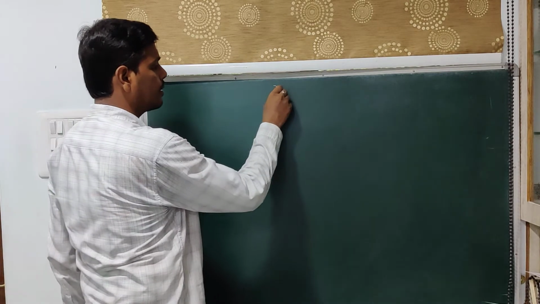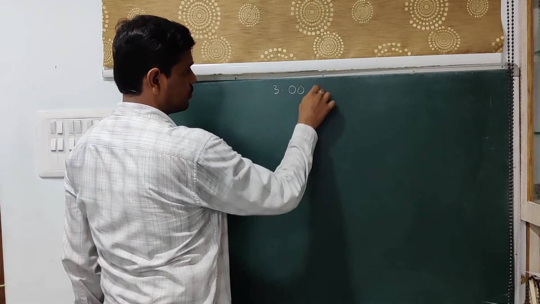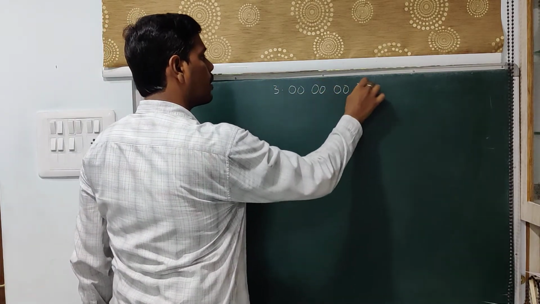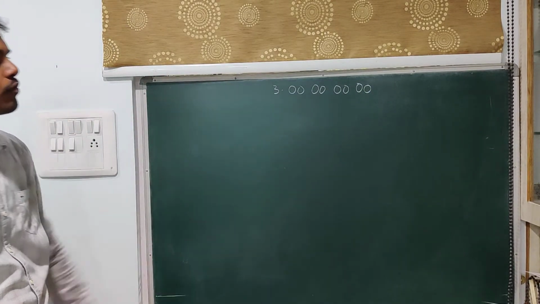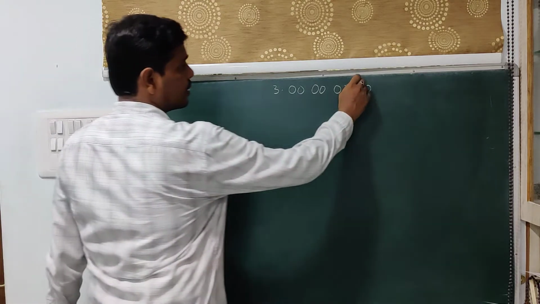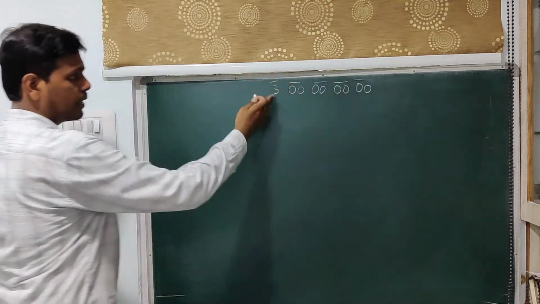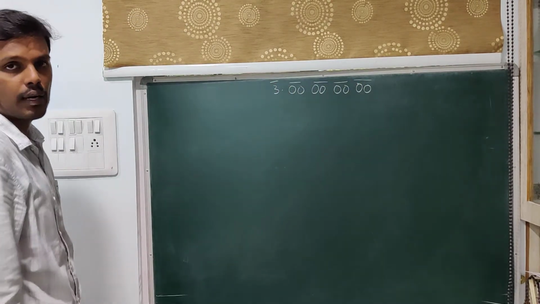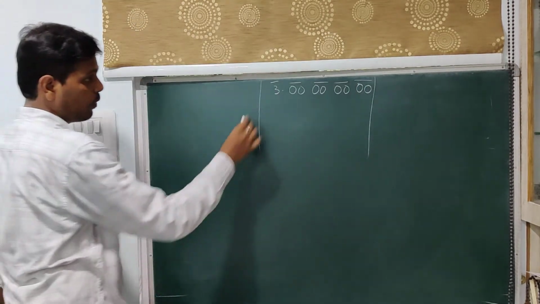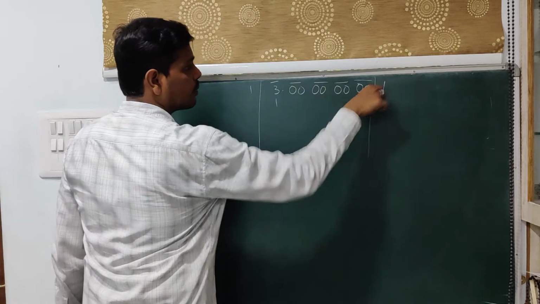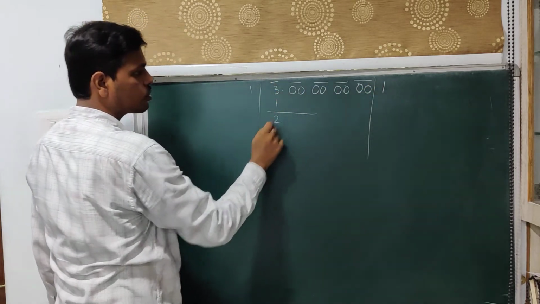So square root 3 again, 1, 2, 3, 4 decimal places. Since we need up to 4 decimal places, I am keeping 4 pairs of zeros and start pairing from right to left. At last you are left over with 1 digit, put a bar on that 1 digit. And the nearest perfect square to 3 is 1 itself. 1, 1, so 1. So I am writing 1. So 3 minus 1 is 2.